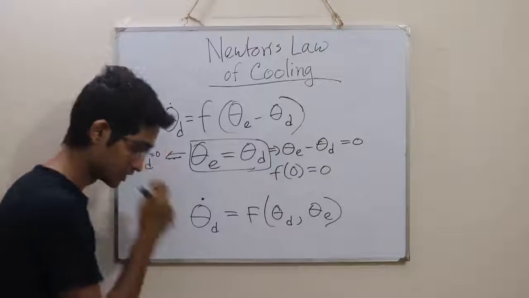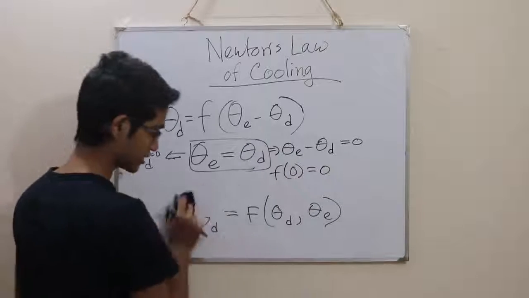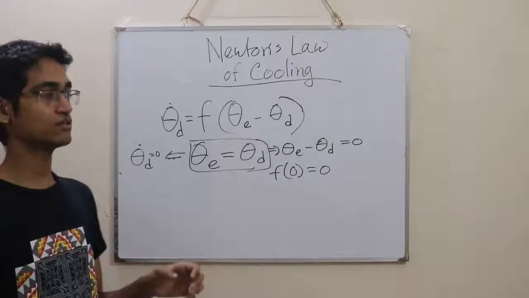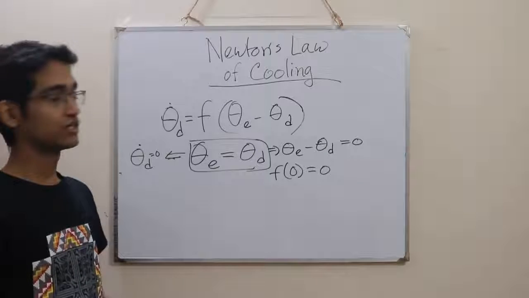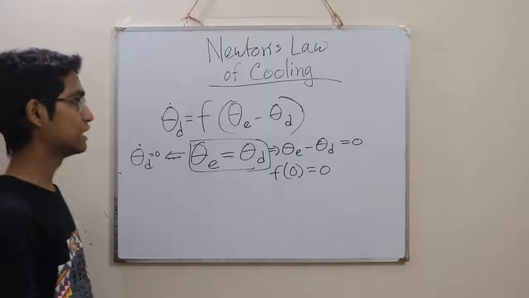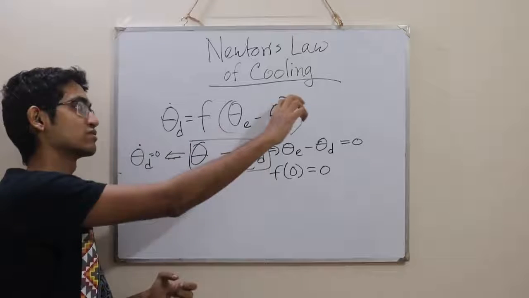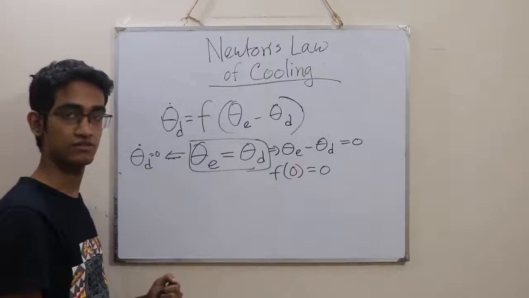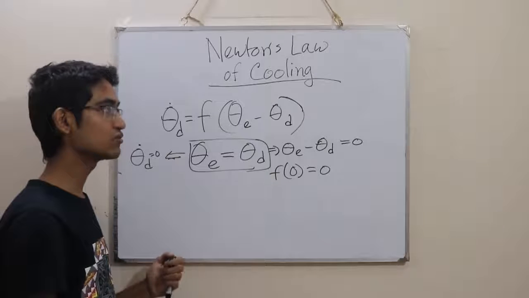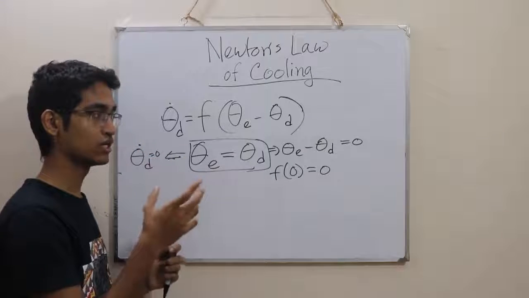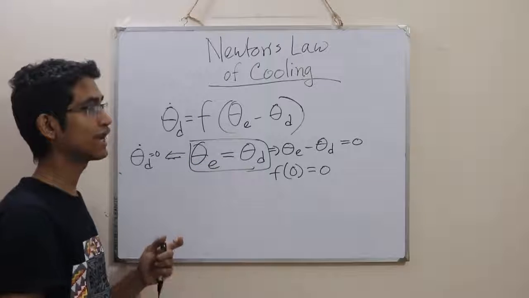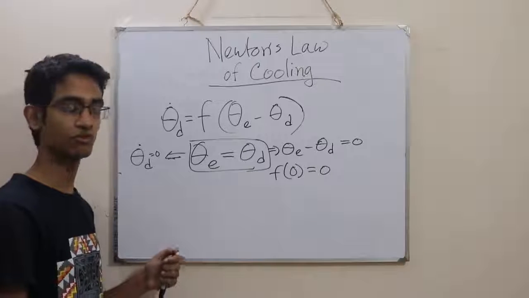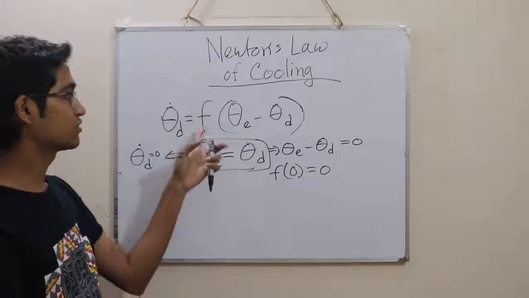Now we will use Taylor expansion to find an approximate representation of this function, because we understand that this function is a function of the difference between these two things, but we do not know any actual representation of this function, so that we can carry out the separation of variables technique and solve it.